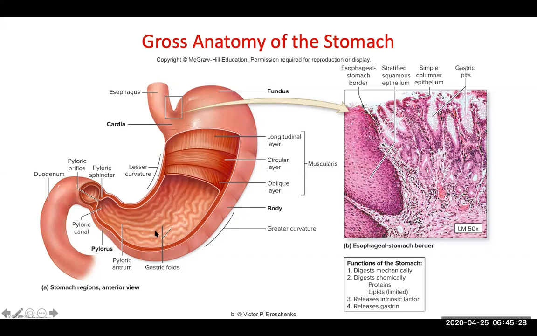Rugae are folds. They're not labeled here, but they're what we call gastric folds, and rugae help to increase surface area to help with digestion. But rugae are what we call gastric folds that line the inside of the stomach. And then the greater curvature is the part of the stomach that has the larger curve, and the lesser curvature has the smaller curve to it.